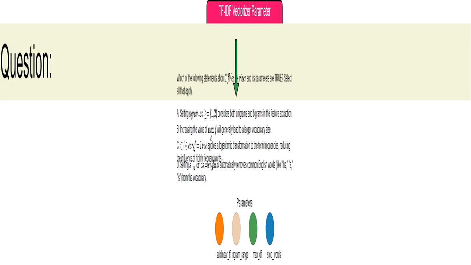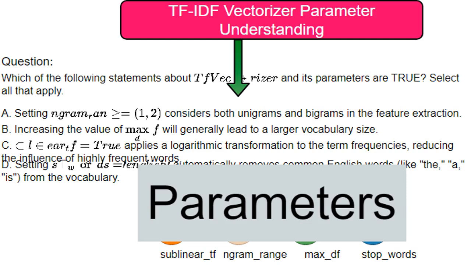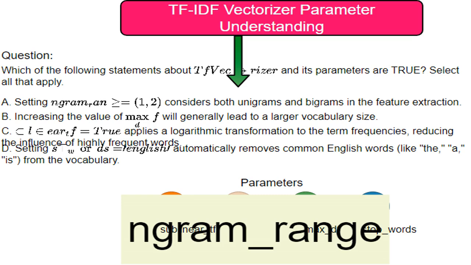This question tests your understanding of the TF-IDF, term frequency inverse document frequency, vectorizer in sklearn. I'm asking you to identify which statements correctly describe how its parameters work. These are the settings you can adjust to control how the TF-IDF vectorizer processes text data and creates numerical features for machine learning models. We'll be focusing on 4 specific parameters: ngram_range, max_df, sublinear_tf and stop_words.